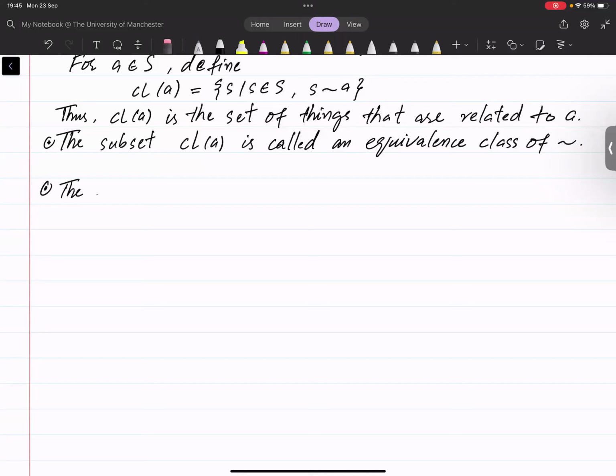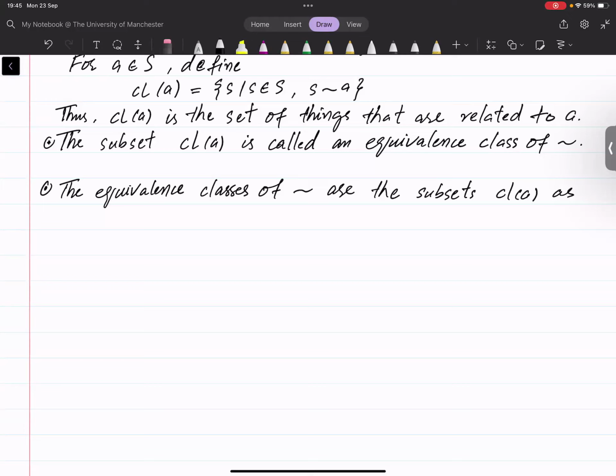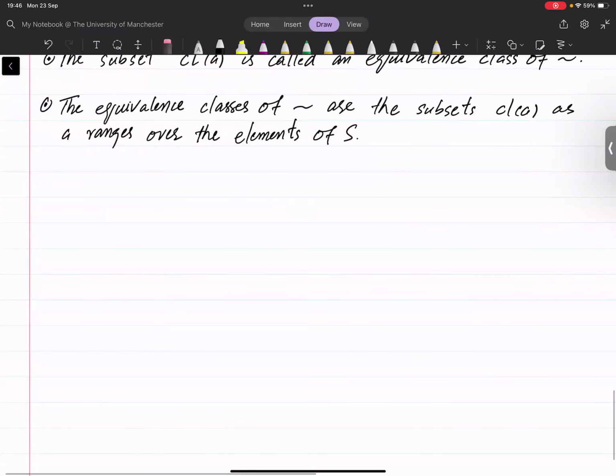The equivalence classes of an equivalence relation are the subsets CL of a, as a ranges over the elements of the set S. Okay, let's define an example.